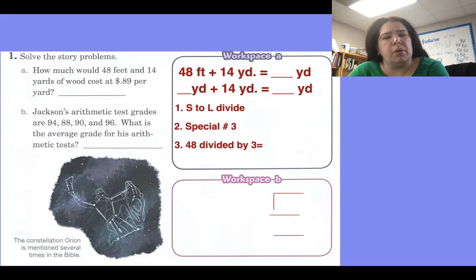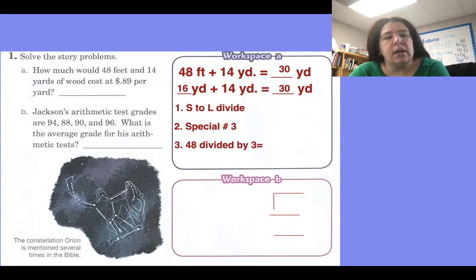It's a little bit tricky, but you can do it. 3 goes into 4 one time. Leaves you with 18. 18 divided by 3 equals 6. Good. So 16 yards plus 14 yards equals how many yards? 30 yards. Very good. So is 30 yards your answer? No. Make sure you keep going.